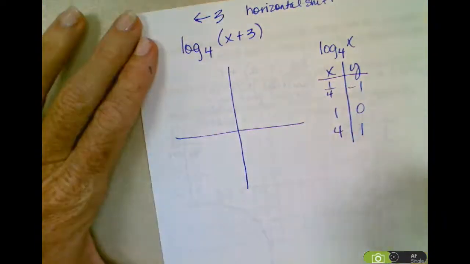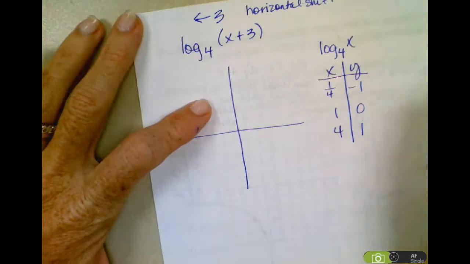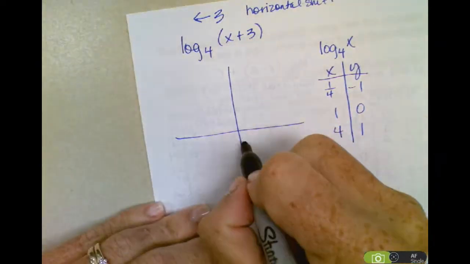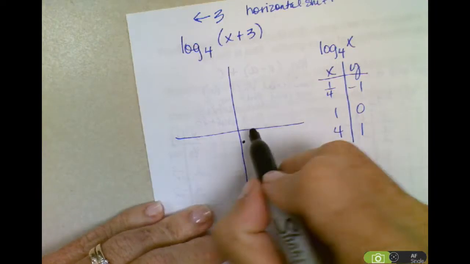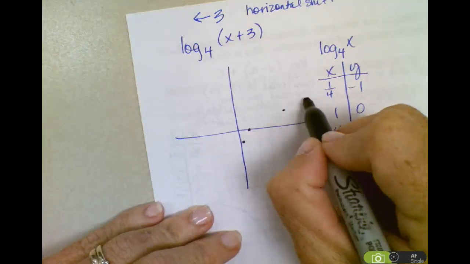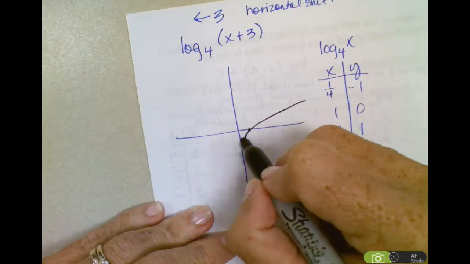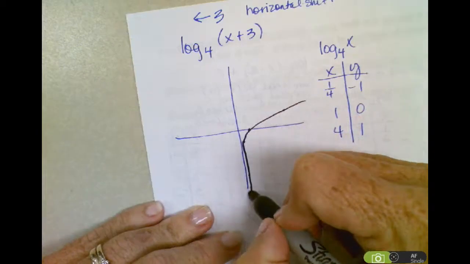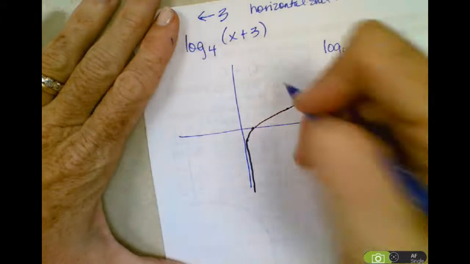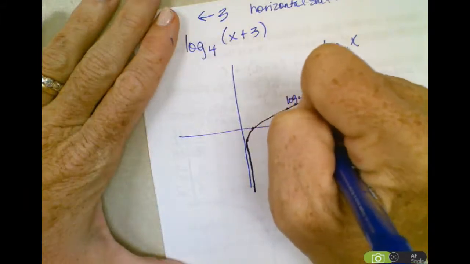So let's graph that first graph, which would be 1/4, -1 would be about here, 1, 0, and 4, 1. So there is our original graph using the y-axis as our asymptote. We're not going past it. Okay? So this is the graph of log 4x.